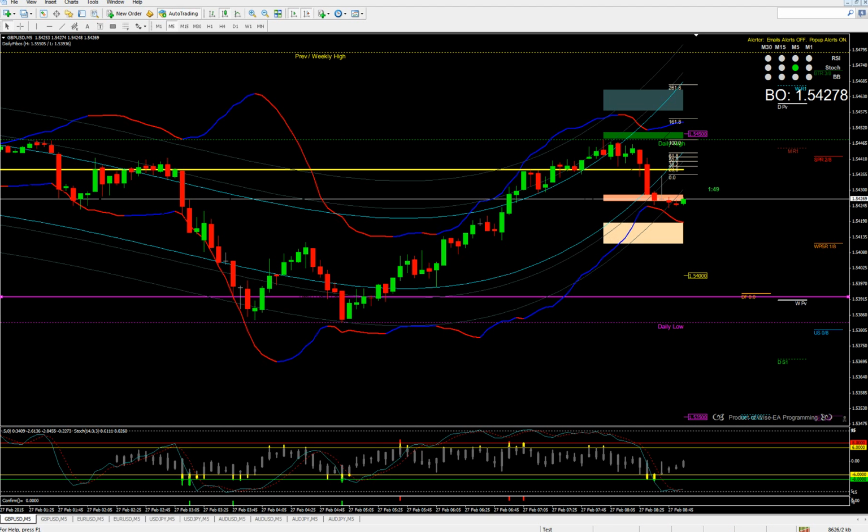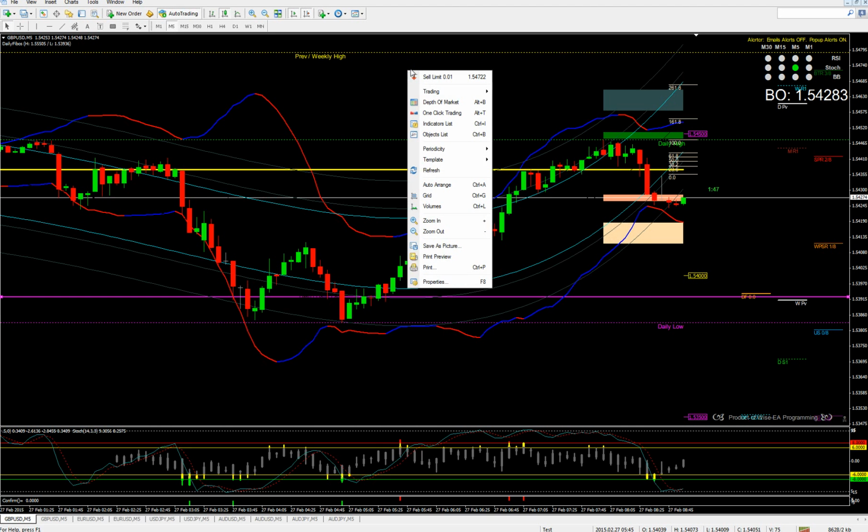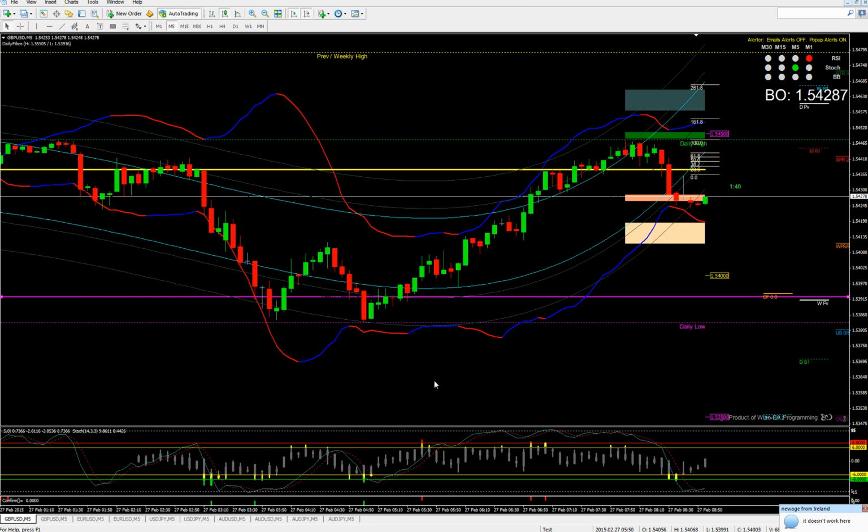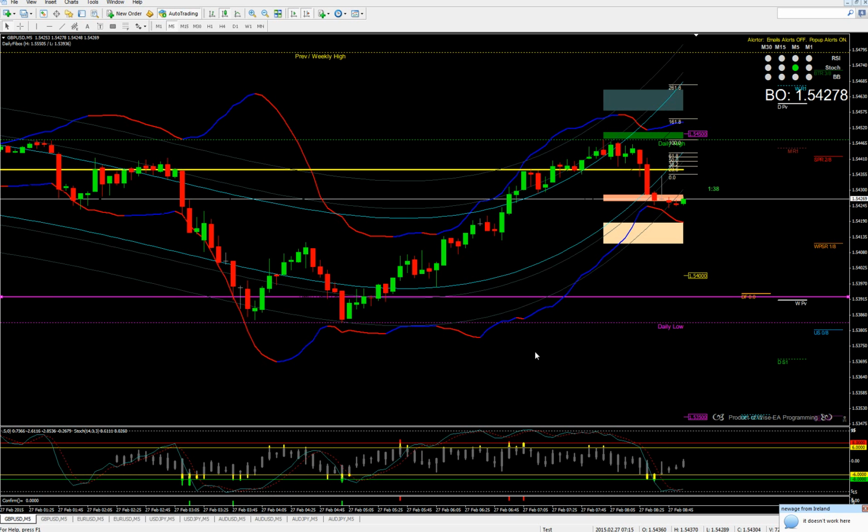Does anyone have any other... Can someone else try it? Right click on their chart and do save as picture. Tell me if it works on your end, so I know if it's on my end. It should pop up a link. It doesn't work there either. Yeah, this recording is going to be full of cussing now. Okay, so let's see. We'll give it a few.